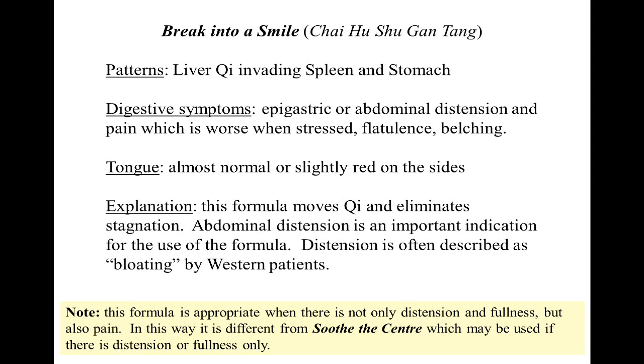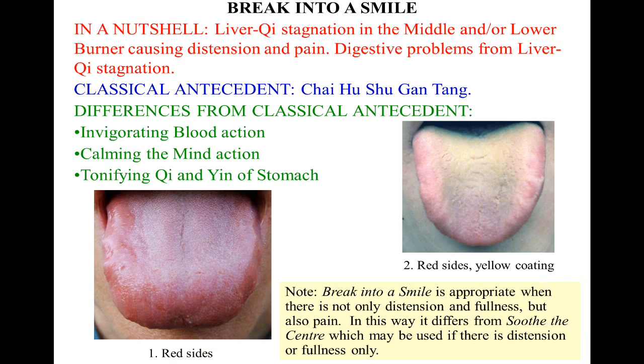Break into a Smile is a variation of Chai Hu Shu Gan San. We've already seen it. It is the remedy for Qi stagnation and for liver Qi stagnation, especially with abdominal pain. And it can be used for both middle and lower burner. The original formula was more for the lower burner. And notice I've changed it slightly to invigorate blood as well, but mostly I change it by adding more herbs to calm the mind.